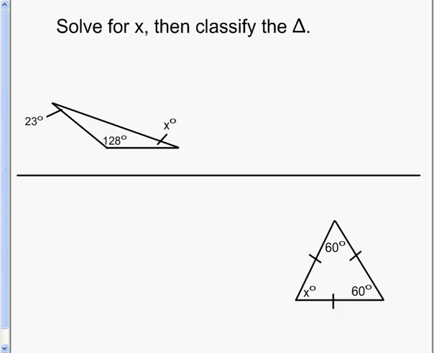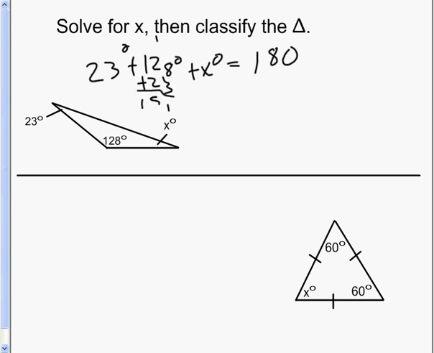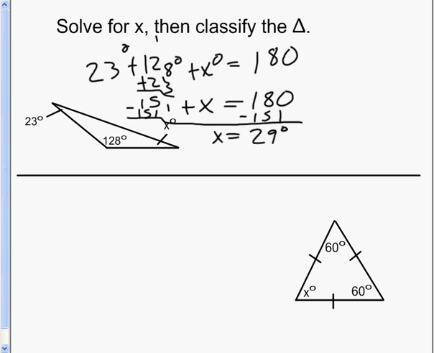Another example here. We have solve for x and then classify the triangle. This time we have 23 degrees, 128 degrees, and x degrees equals 180. 128 plus 23, we're going to have 151 degrees plus x equals 180. Subtracting 151 from each side, x is going to be equal to 29 degrees. Now, this triangle is again going to be obtuse because we have one angle over 90. So obtuse triangle because we have the obtuse angle.